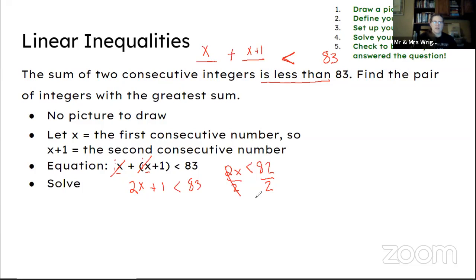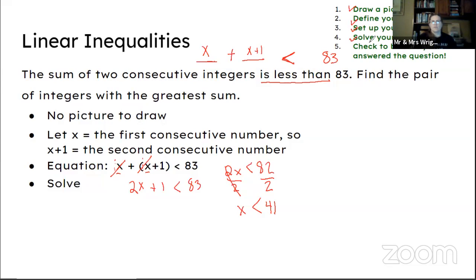So we've got x is less than, what's 82 divided by 2? Well, half of 8 is 4, and half of 2 is 1. So x is less than 41. Okay, so we did step 1, step 2, step 3.